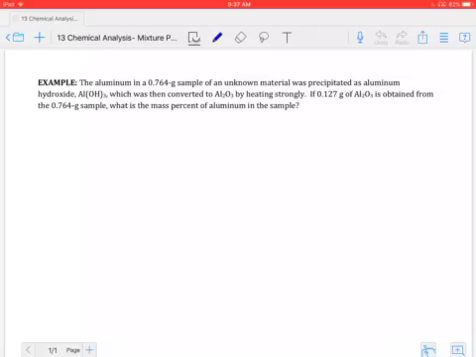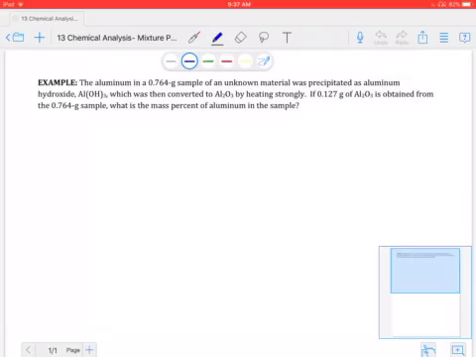Here we're going to work through another mixture type of problem. If we look at the problem statement, it says we have aluminum in a 0.764 gram sample of unknown material. It's precipitated as aluminum hydroxide and then converted to something else. I think it's helpful in these types of problems to draw a picture or diagram showing what you're starting with and what the process looks like.